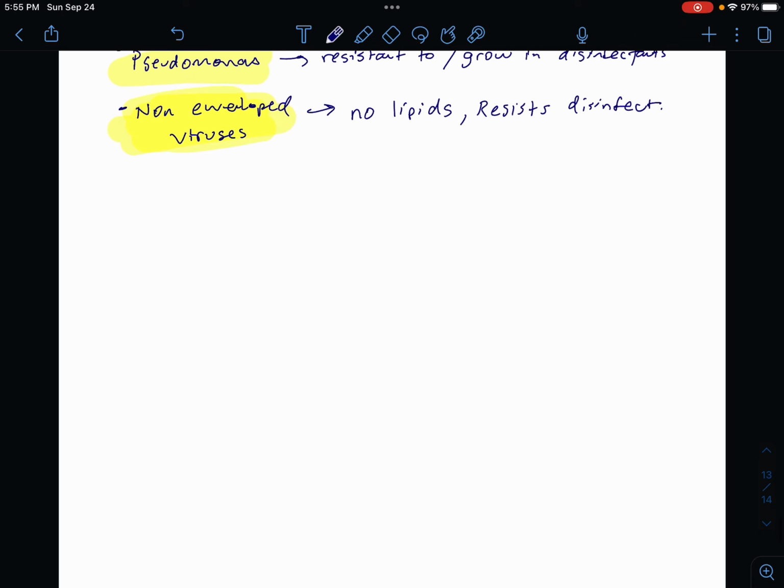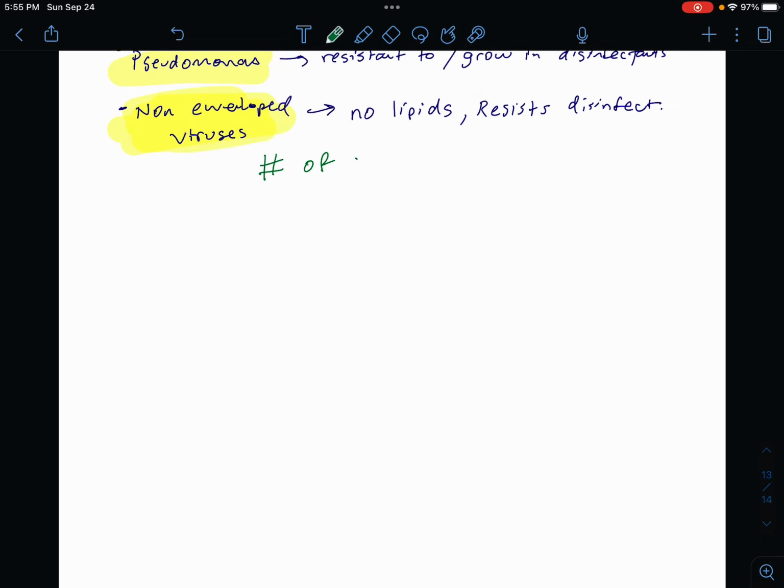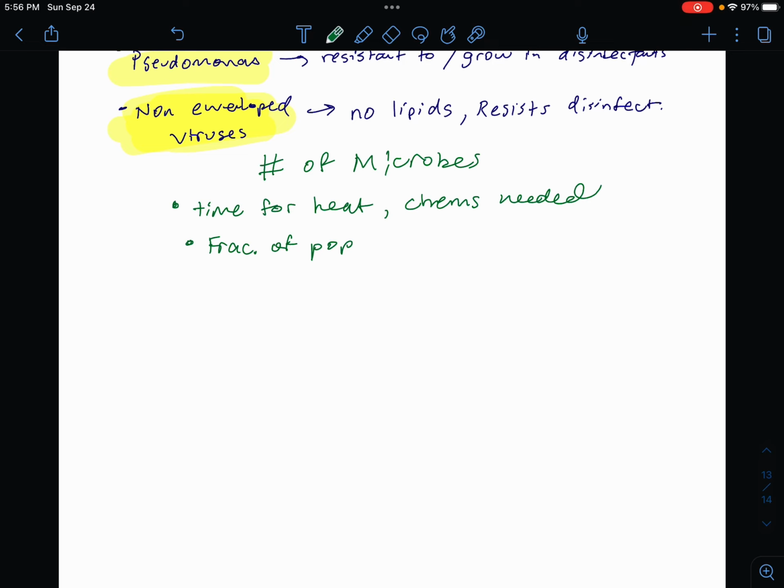All right, let's go into more factors. So let's talk about the number of microbes. This is another factor that will control the procedures, how they're going to be dealt with. So the number of microbes determines the time for heat or the amount of chemicals. And a fraction of the population will die during the given time interval.